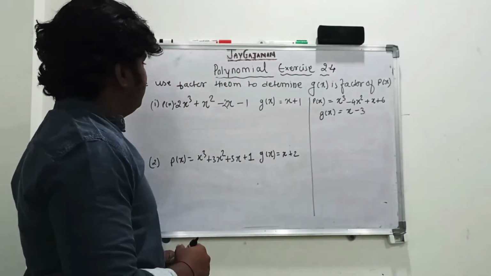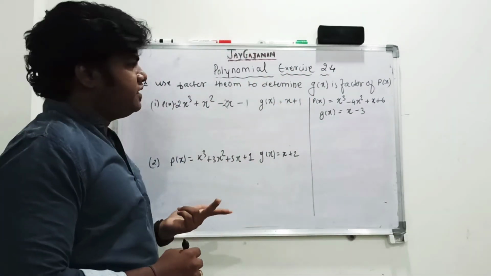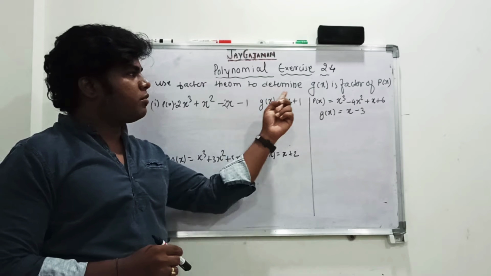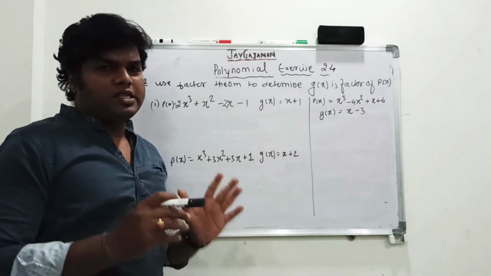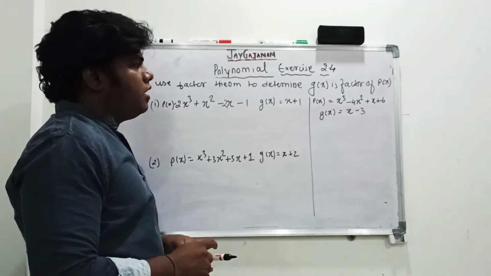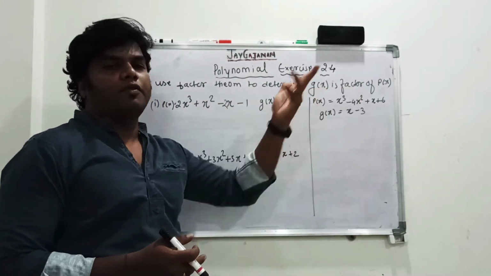So students, we are with exercise 2.4, question number 2. The next question says: use the factor theorem to determine whether g of x is a factor of p of x for the following equations or not. The same as the previous question, we have to determine whether g of x is a factor of p of x or not.